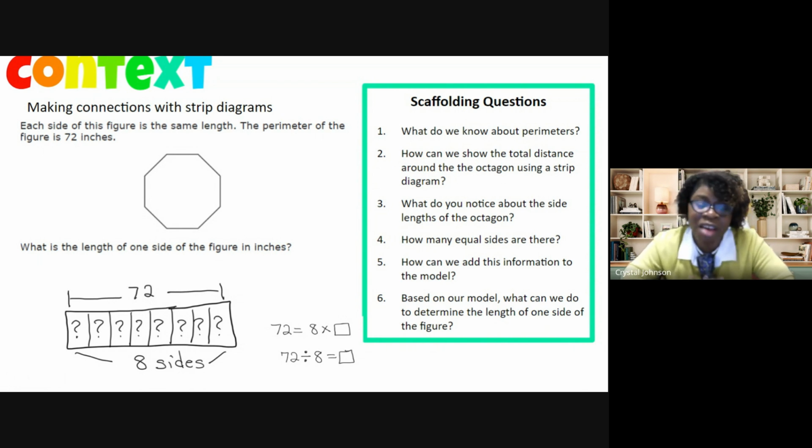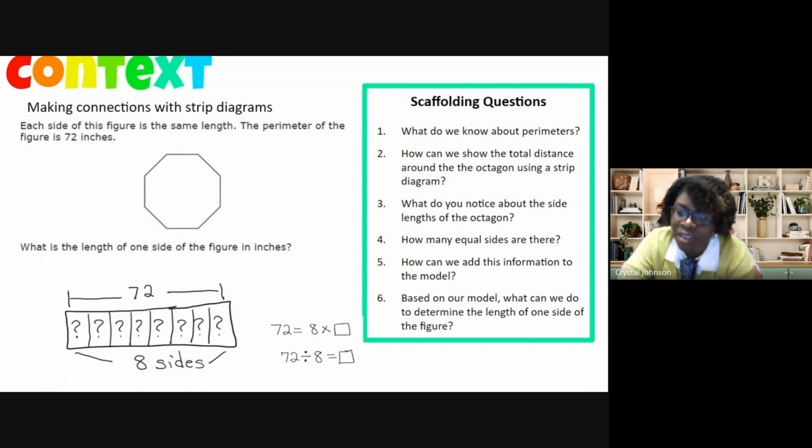Okay, great. I'm going to show you how I would represent the total distance of 72 inches of the octagon with my strip diagram. I'm going to draw a bar. This bar represents my octagon. At the top of the bar, I'm going to put 72 inches because 72 is the total length. I want you to do that on your paper. Okay, so students would go through that with me. And then I'm going to ask my next question.